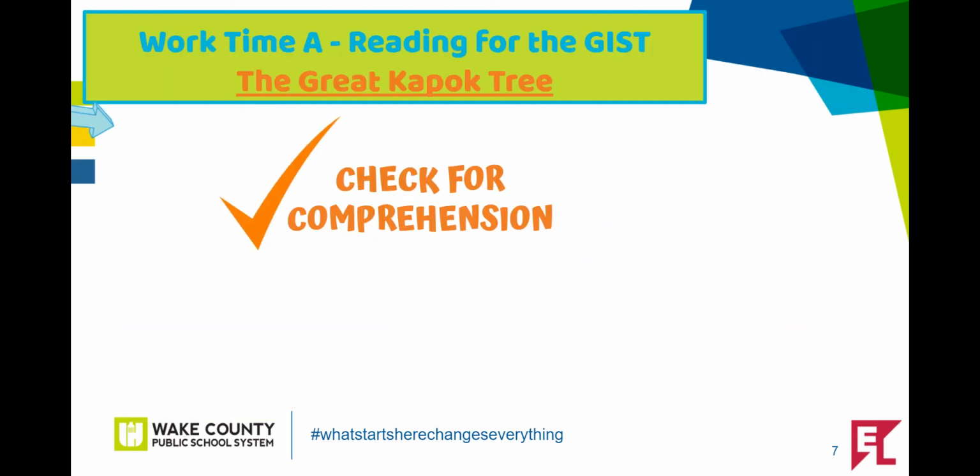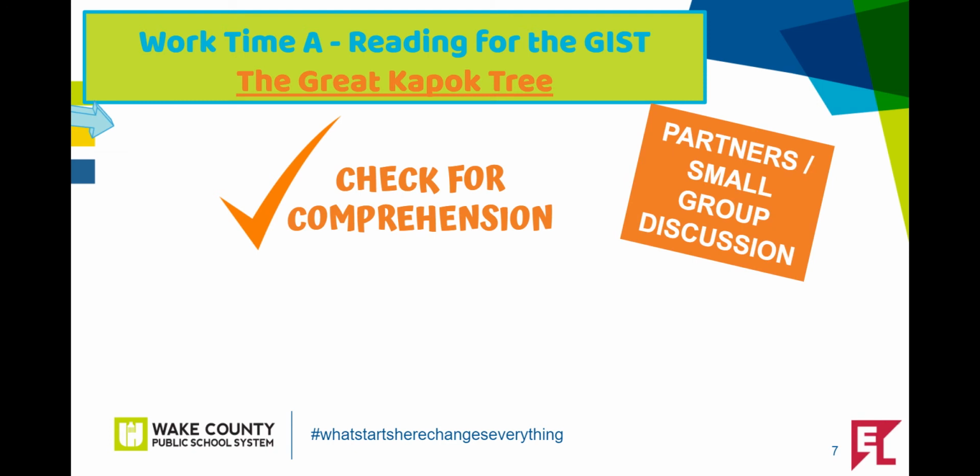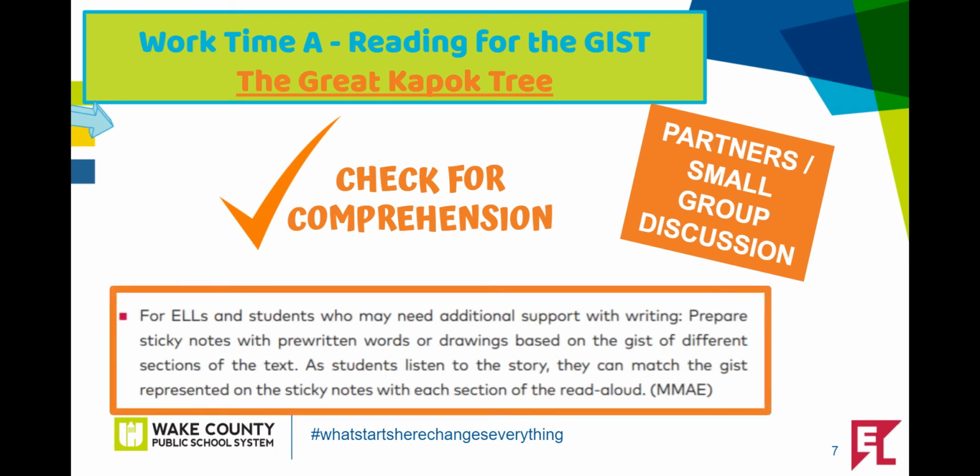When reading The Great Kapok Tree, check often for understanding and include a lot of discussion. Allow students to discuss with small groups or partners what is happening in the story. For additional support with writing, prepare sticky notes with pre-written words or drawings based on the gist of different sections of the text. As students listen to the story, they can match the gist represented on the sticky notes with each section read aloud.